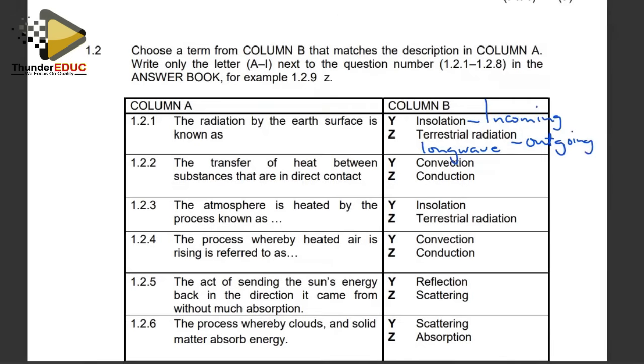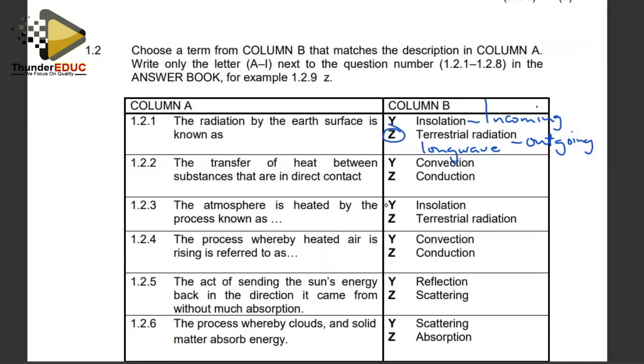So we are saying during the day, we have insolation. We have incoming solar radiation. The sun is heating the Earth's surface and the Earth's surface is receiving the heat. That is insolation. And at night, the sun would have set. There's no more sun in the sky. What is now going to happen to the heat? The heat that was received during the day is now going to be lost into the atmosphere through long wave radiation. So that is terrestrial radiation, which is Z.